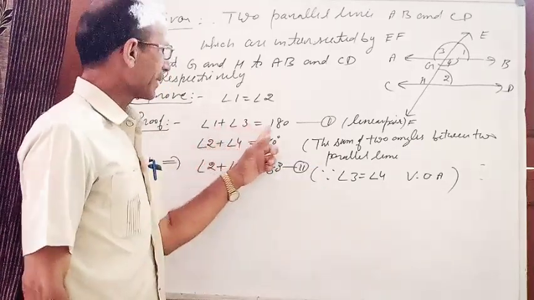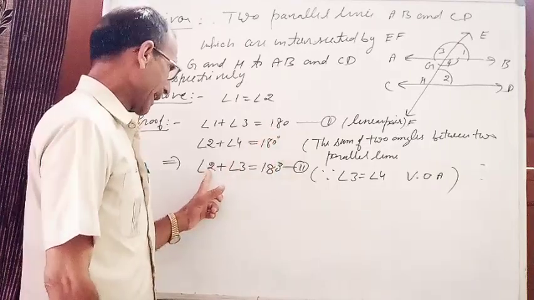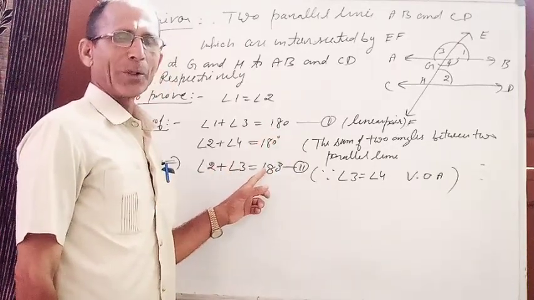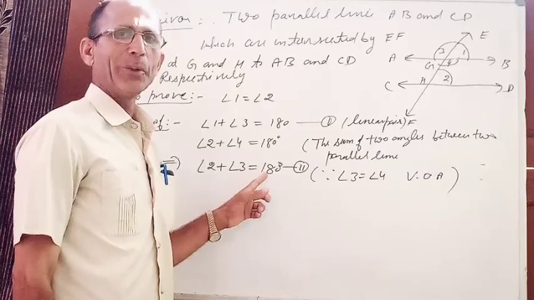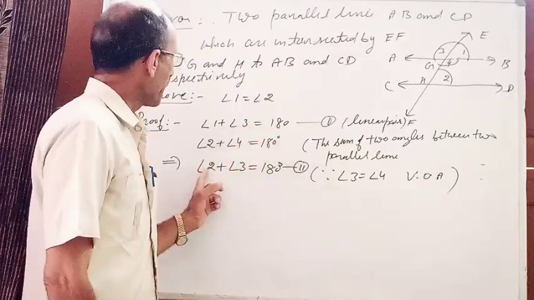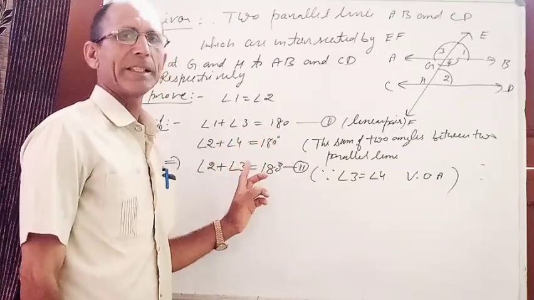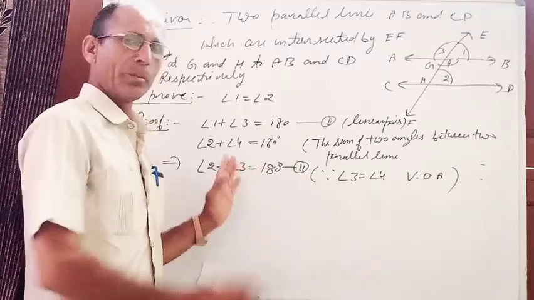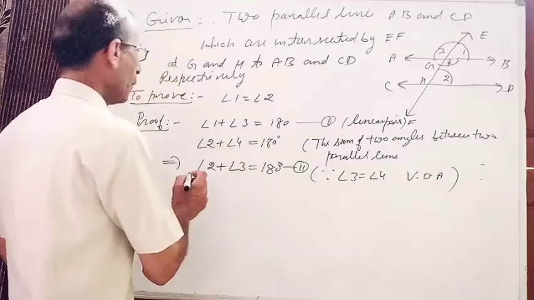Angle 1 plus angle 3 is equal to 180. Angle 2 plus angle 3 is also 180. You know that things equal to the same thing are equal to each other. The measure of these two angles is also 180, so both have the same measure. So both are equal. So from 1 and 2.